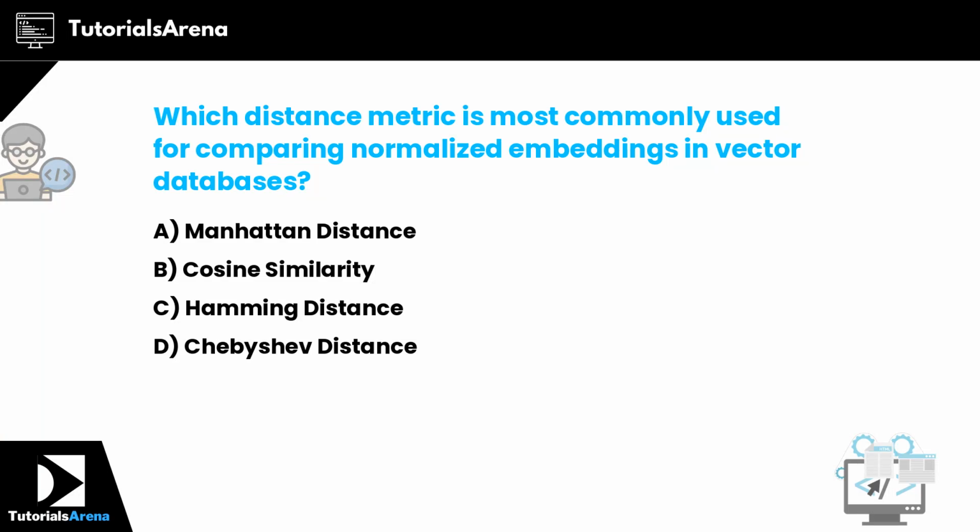Which distance metric is most commonly used for comparing normalized embeddings in vector databases? The correct answer is option B, cosine similarity.